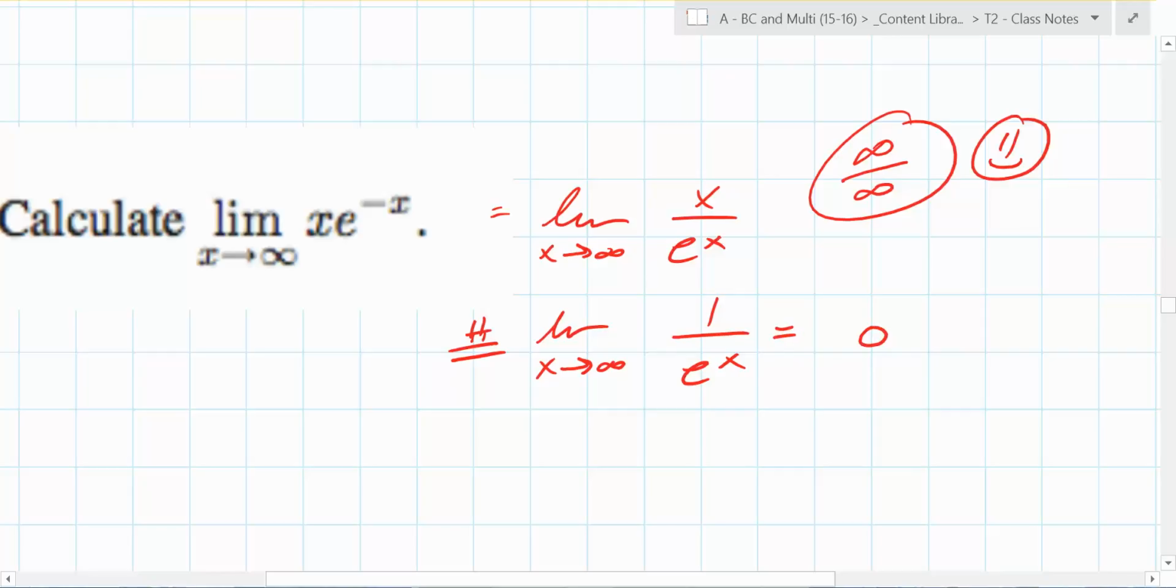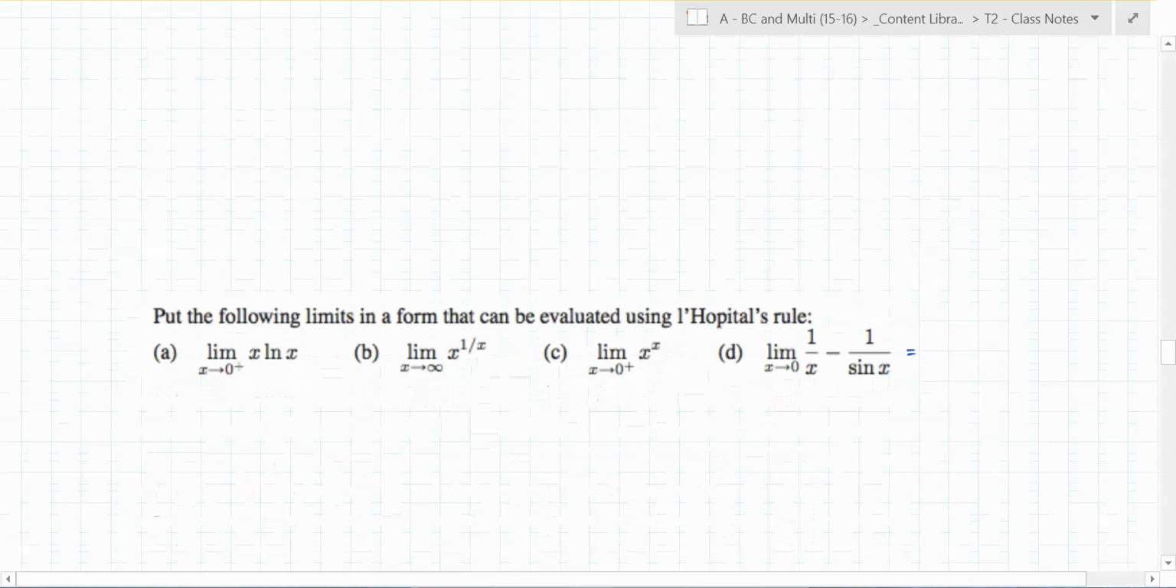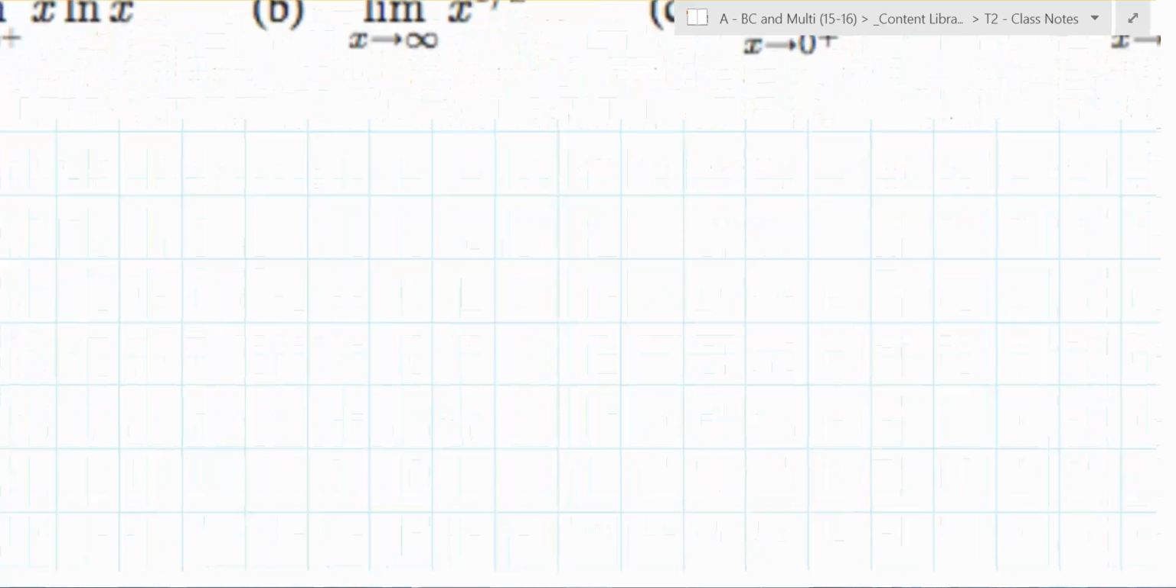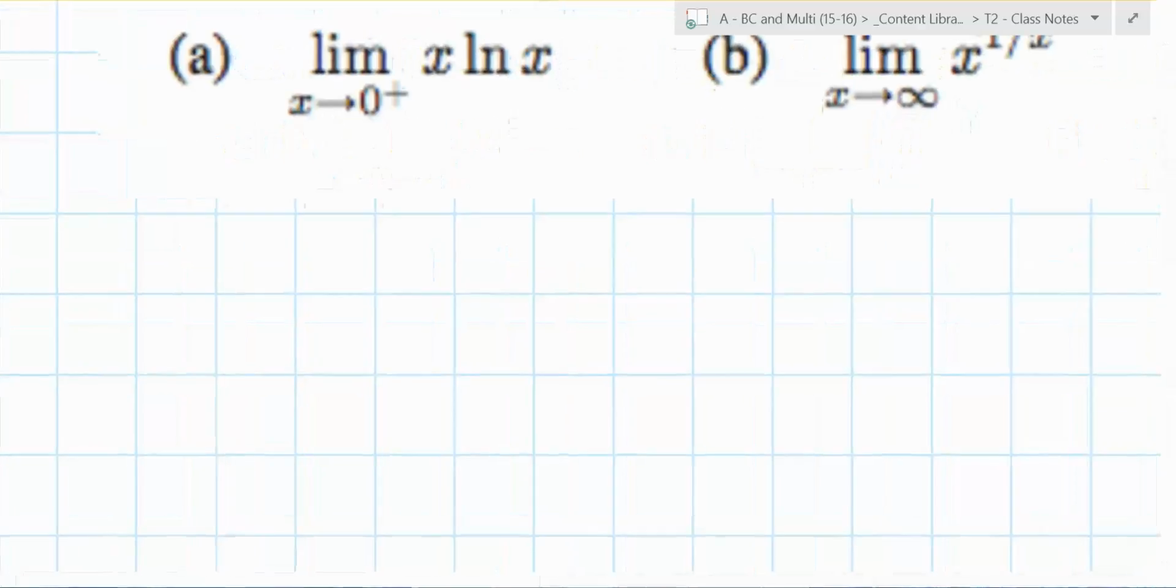So it was obfuscated a little bit. Could the obfuscation be a little deeper? Yeah, it can be a little deeper. So here's a few of them where the obfuscation can be a little deeper. Let's look at A, for example.